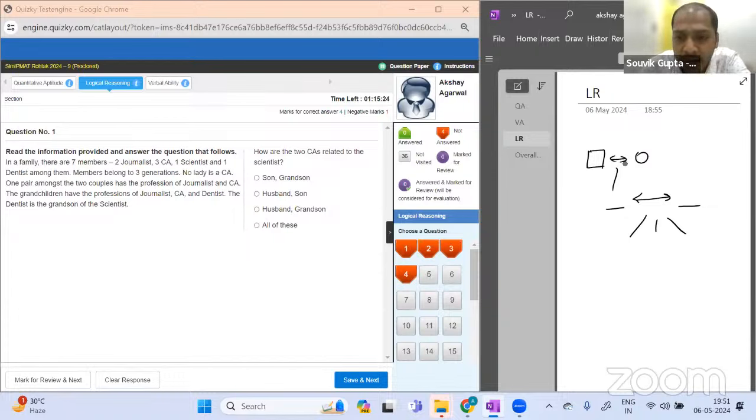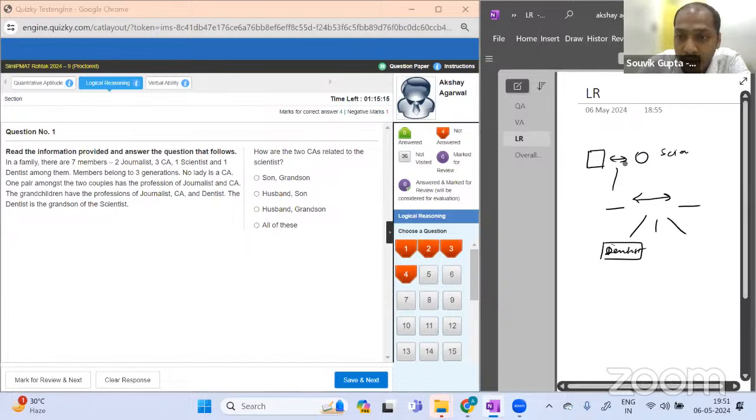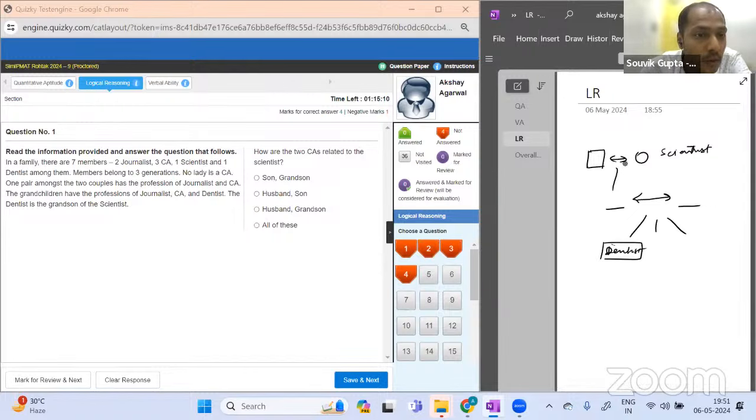Dentist is the grandson of the scientist. So dentist is a male. Okay, the other two, there is no lady who is a CA, so there's also a male CA, and there is a journalist here. So that is the last generation. One pair among the journalist and CA. This pair cannot be journalist and CA. So here there is a journalist and a CA.